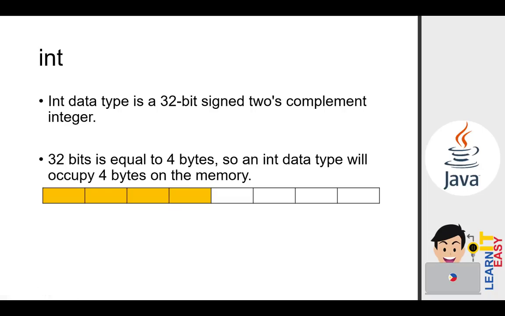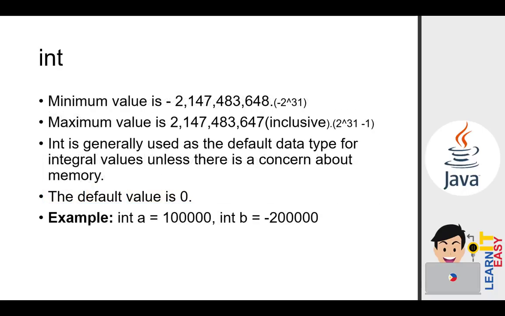You have to remember that int data types are the same with short data type. They can only accept whole numbers. Hindi sila pwedeng humawak ng number na may decimal places. Ang minimum value na pwede mong store is around negative 2 billion at ang maximum is around positive 2 billion. Int is generally used as the default data type for integral values unless there is a concern about memory. Ang default value niya is still 0.